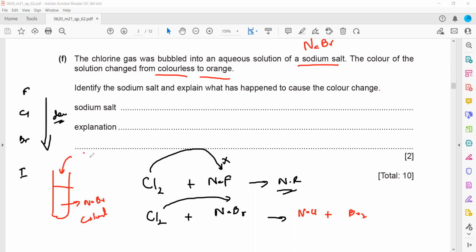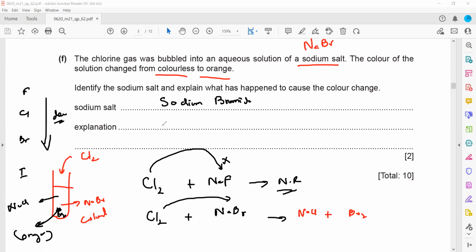But when we bubble this chlorine, chlorine is more reactive. As the reaction occurs, the solution will turn into sodium chloride, NaCl, and bromine is produced. And when bromine is produced, the solution will be orange in color. So the sodium salt is actually sodium bromide.